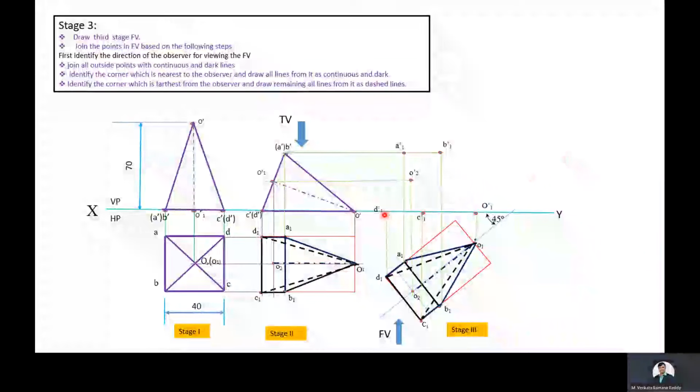As a first step, join all outside points with continuous and dark lines. Here, D1 dash, C1 dash, O1 dash, B1 dash, A1 dash are outside points, and all these outside points are joined with continuous and dark lines.